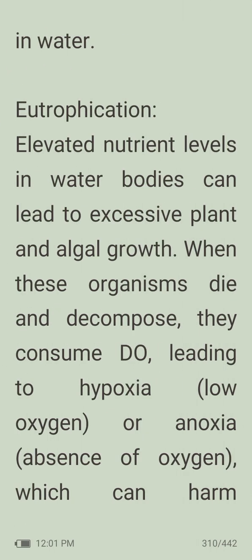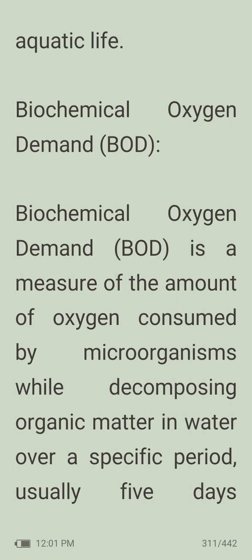demanding substances in water. Then eutrophication. Elevated nutrient levels in water bodies can lead to excessive plant and algal growth. When these organisms die and decompose, they consume DO, leading to hypoxia, low oxygen, or anoxia, absence of oxygen, which can harm aquatic life.